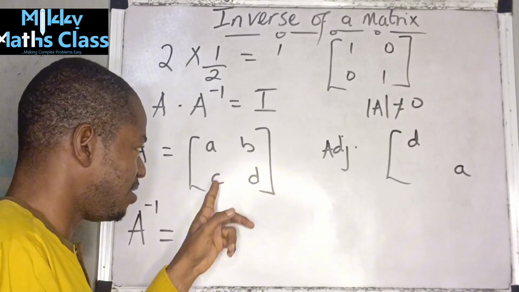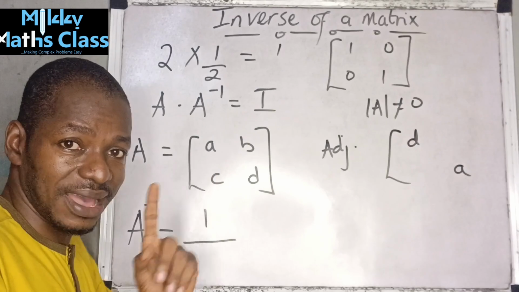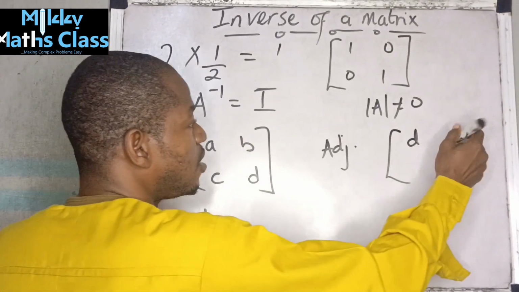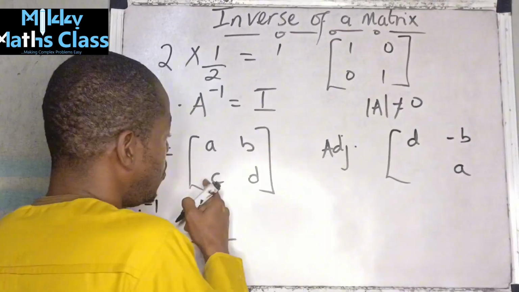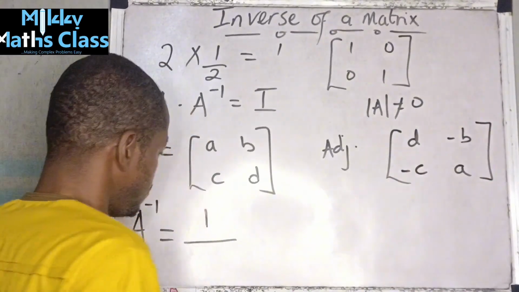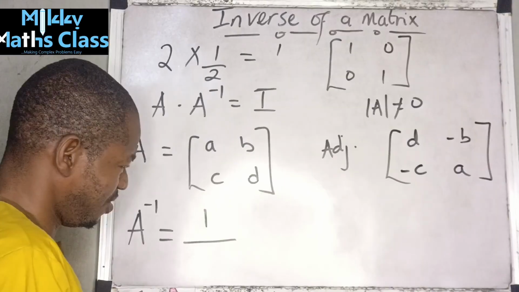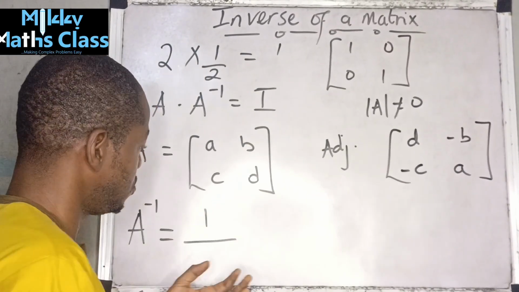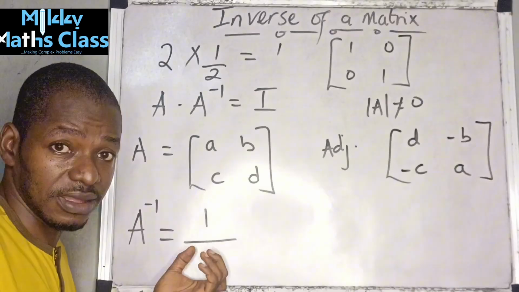Now you multiply the other ones by -1. So when I multiply B by -1, I will have negative B. And when I multiply C by -1, I have negative C. So the inverse of this is the adjoint divided by the determinant.